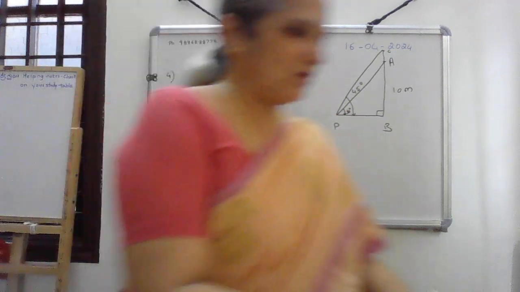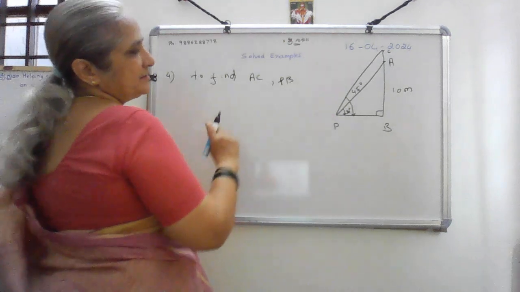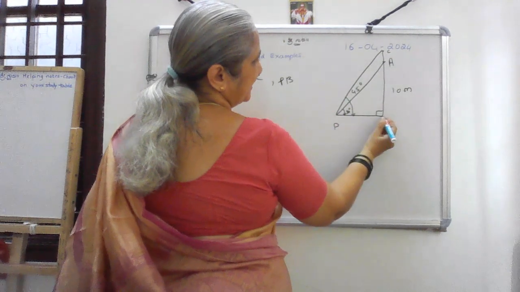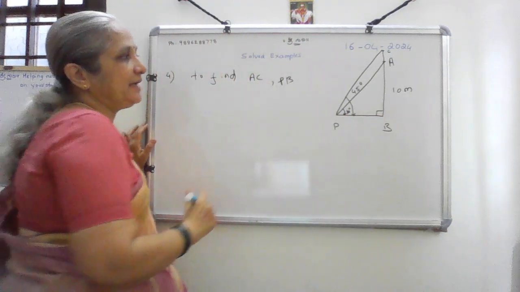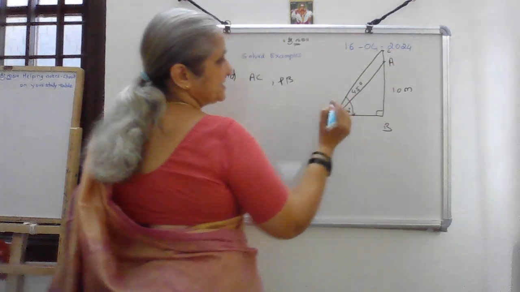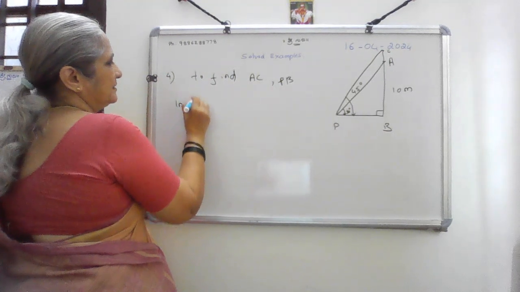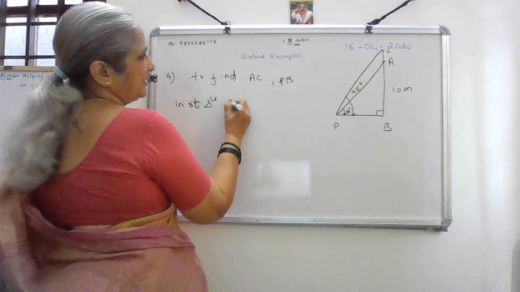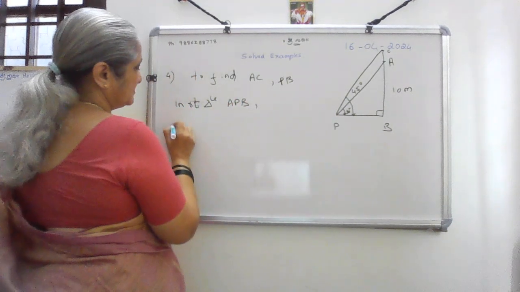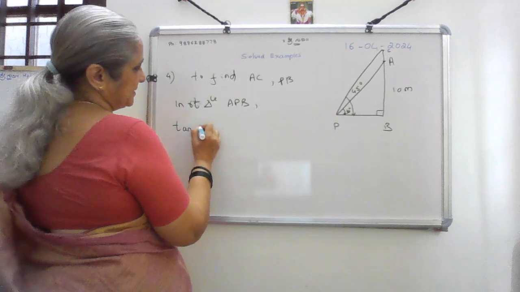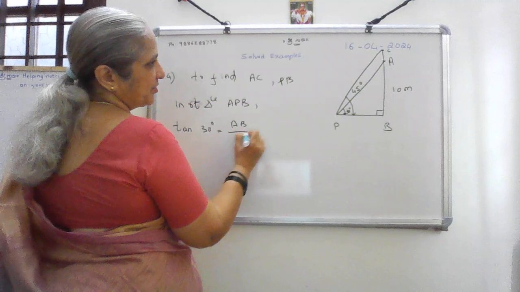How to solve it? Since we know the height of the building, it is easy to find the distance PB. Why? Because ABP is a right triangle. In right triangle APB, tan of 30 degrees is equal to AB upon PB.